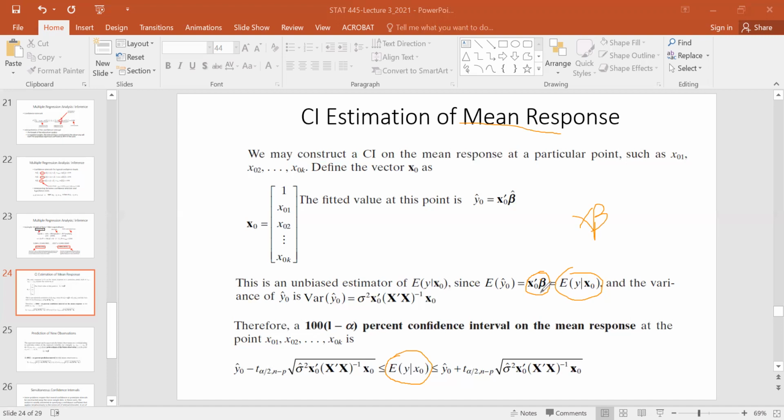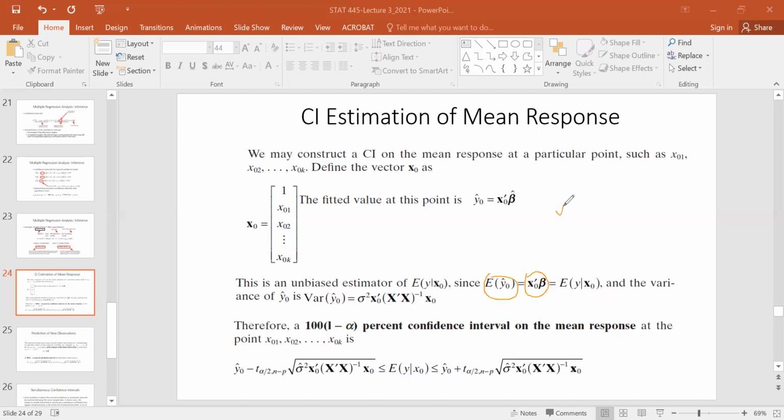And we are saying that an unbiased estimator of this mean response is this one. For example, take the expectation of y0 hat. This is what you get.